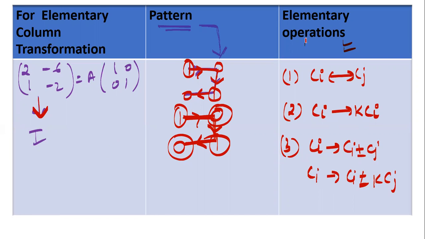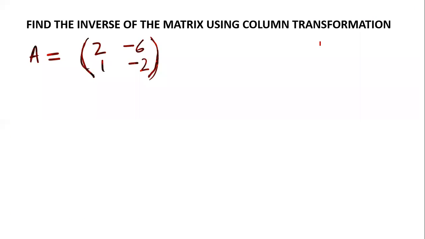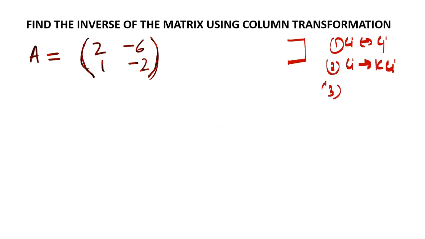Let's see how we will apply all these. We will keep these operations in our mind. First of all, write down the pattern. This is the pattern, and then the operations. Number 1, Ci and Cj interchange. Number 2, Ci arrow k Ci. Number 3, Ci arrow Ci plus or minus k Cj. And this is the pattern. Keep these two things in mind.